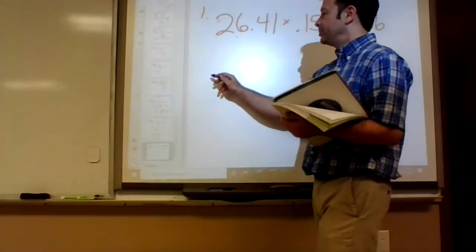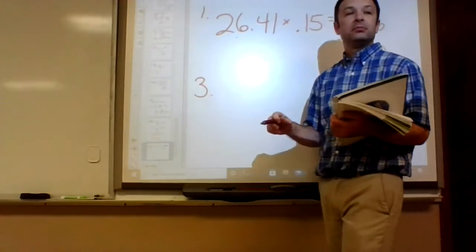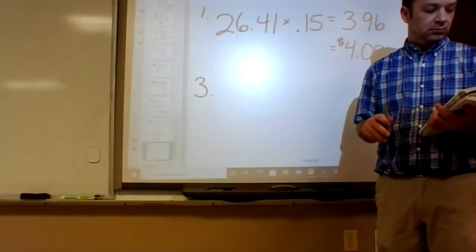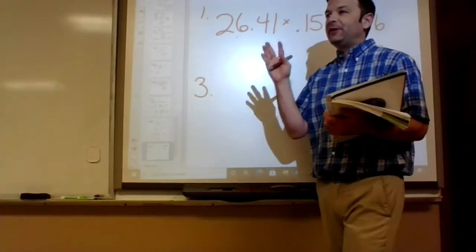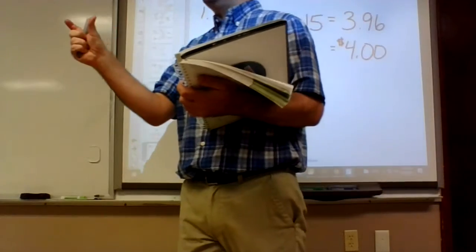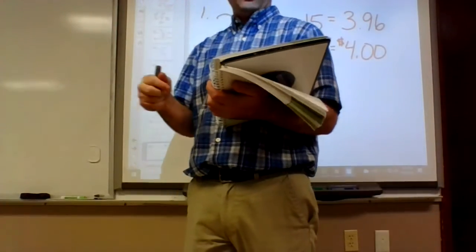Okay, number 3. Mr. Jordan? Yeah. On number 2, I forgot how much a nickel is. A nickel's 5 cents. 5, 10, 15, 20, so your number should end in a 5 or a 0 on that one.